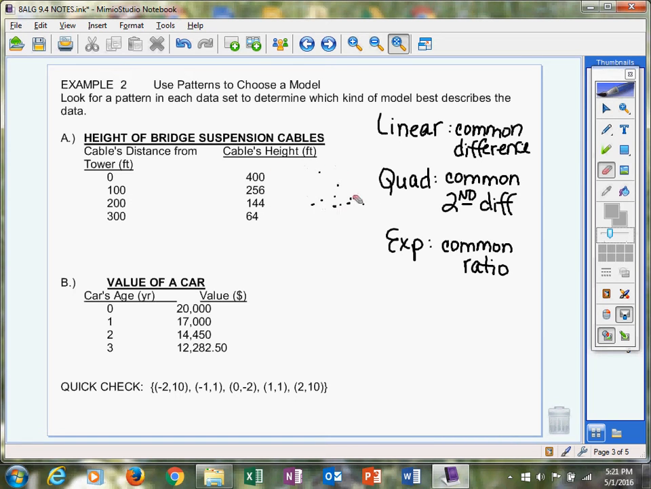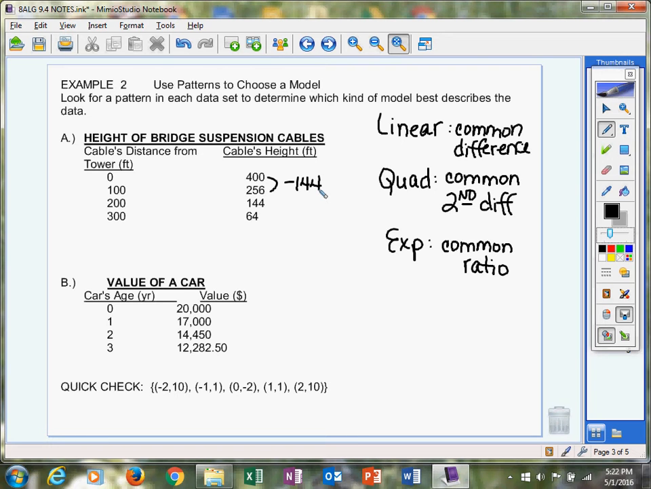So now, let's write down, looking for our common difference. And if we don't have a common difference, which is fine, then we'll look for a common second difference. We just eliminated exponential off the list. So let's do 400 minus 256. Well, that means I'm going down 144. So I'm going to put that minus sign there because I am going down. So 400 minus 144 is going to give me 256.